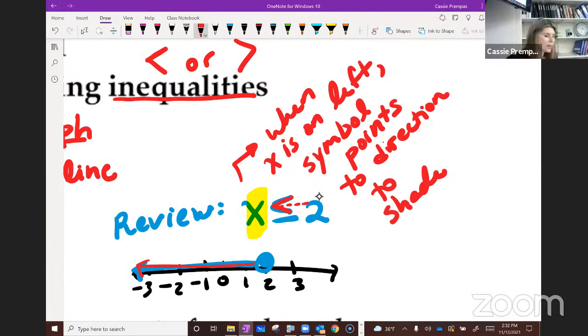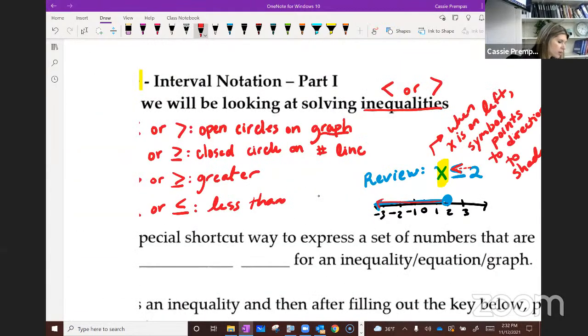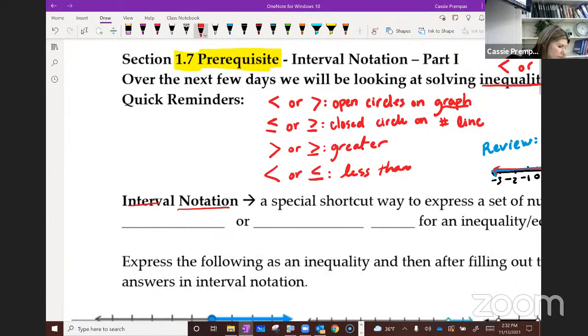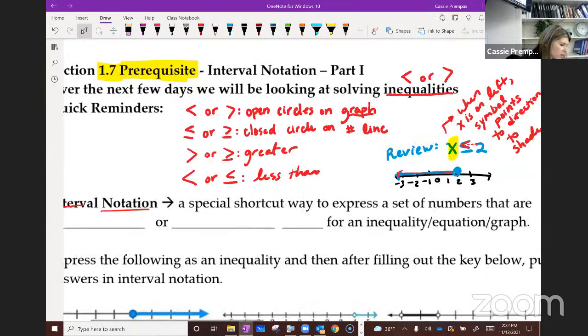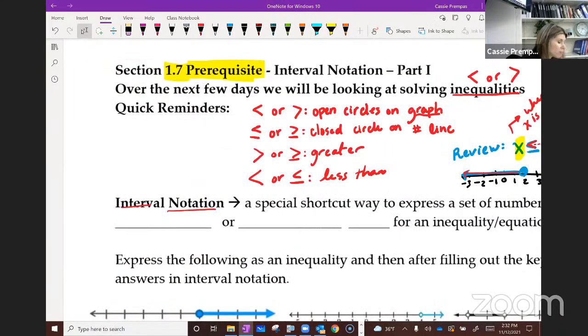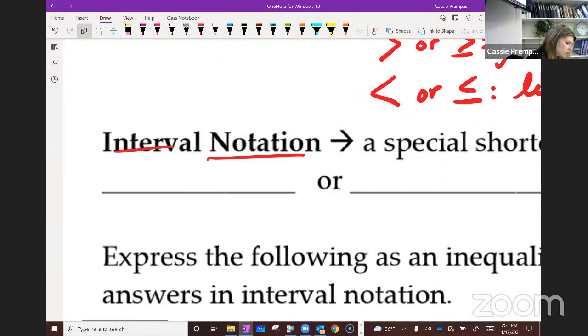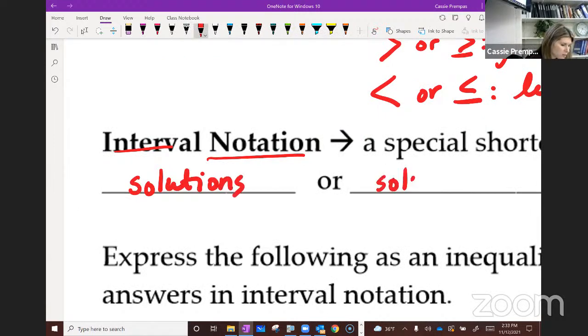Okay, because it's been a while since we've seen these symbols, we're going to practice with them a little bit today. And we're going to use those symbols and see how we can represent our answers in interval notation. So this is the new coding we'll be learning. What is interval notation? It's a special shortcut way to express a set of numbers that are solutions, or you can have multiple solution sets for an inequality, an equation, or a graph. So in those blanks, go ahead and write the word solutions or solution sets.